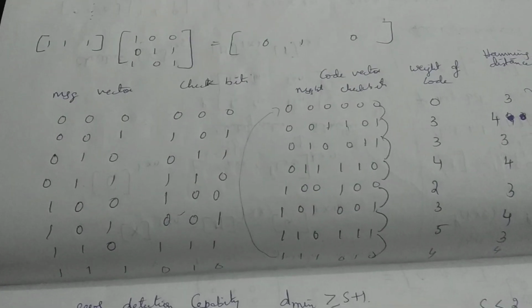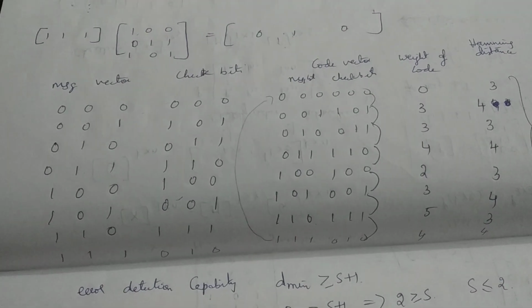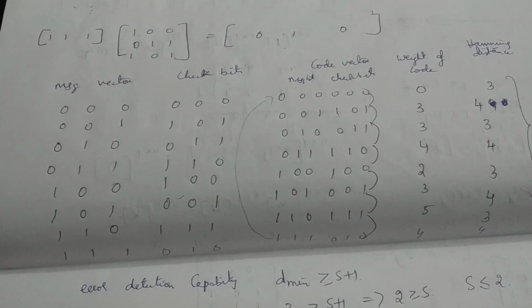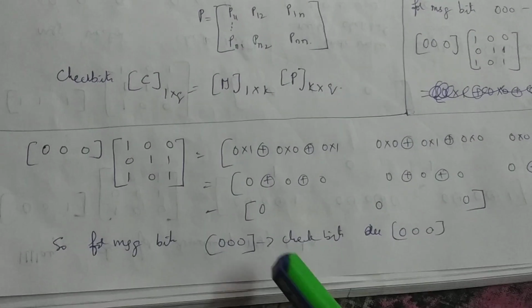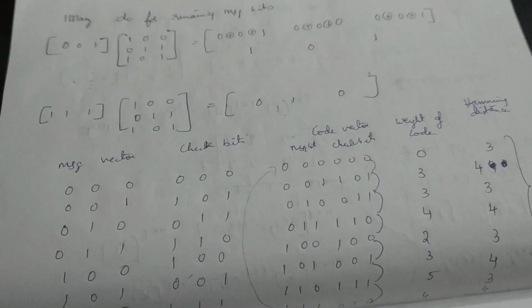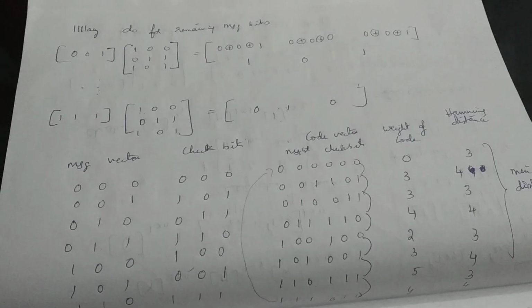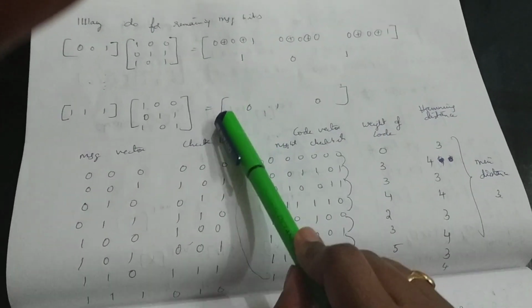Finally, we have to create one table which shows the message vector and the check bits. See that for the message vector 000, I got the check bits as 000. As I said earlier, I have calculated it as 000 for the message of 3 zeros. Next, what is my next message? The next message is 001. I have calculated it as 101. In the similar way, you calculate for the remaining messages.